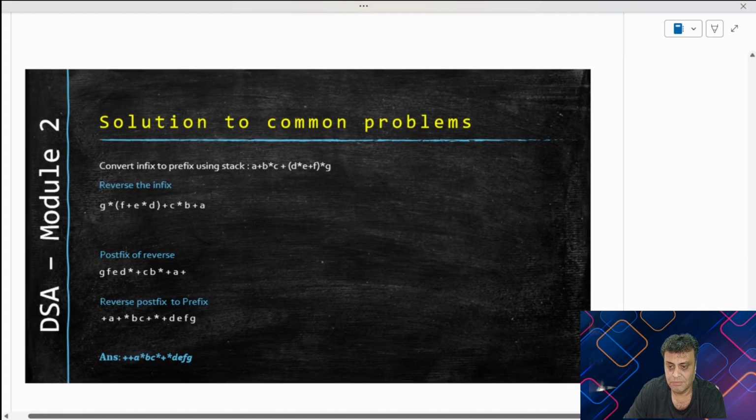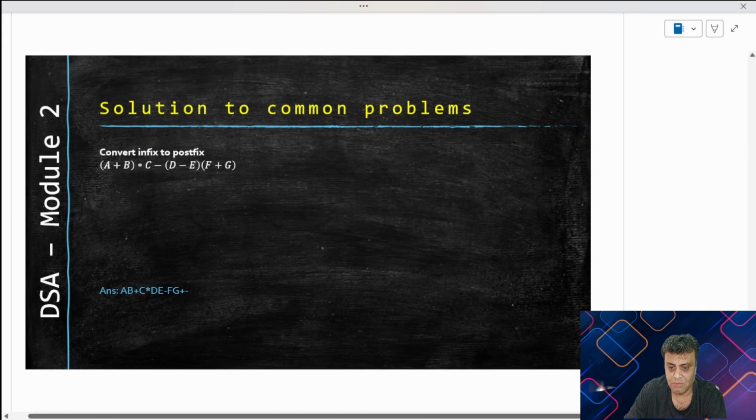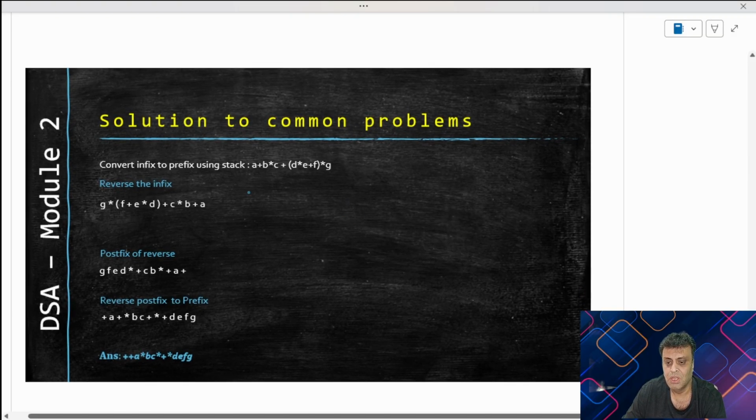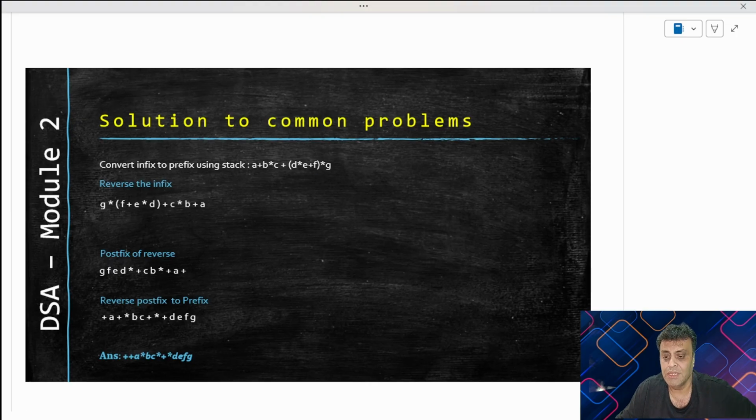Next, I think we are almost at the end. Yes, only two more PYQs to go. Convert infix to prefix using stack. So this is again tricky, because we are now saying that we will have to convert an infix to a prefix, right? So this is an infix, but we have to convert it to a prefix. We don't know how to do it. We have not seen that, right? All we have seen is infix to postfix. Infix to prefix we have not seen. How do we do it?